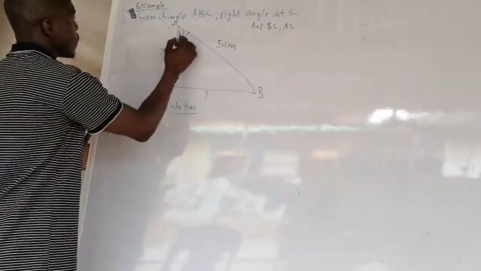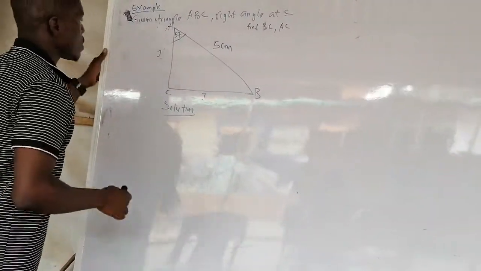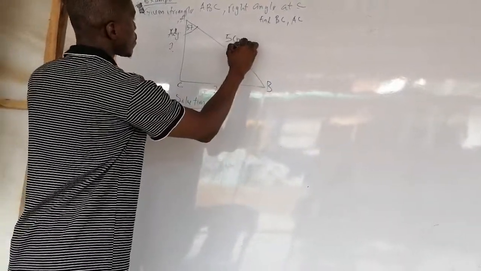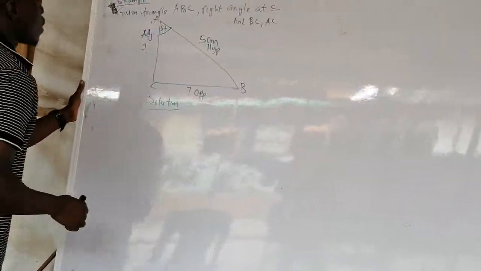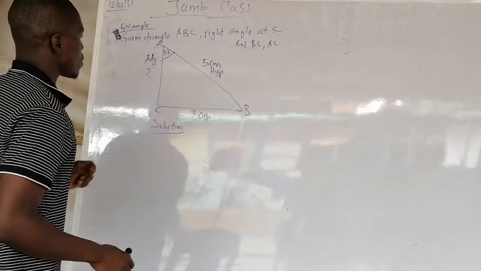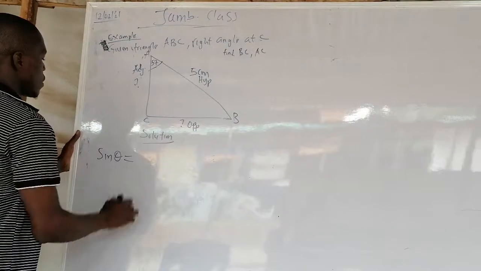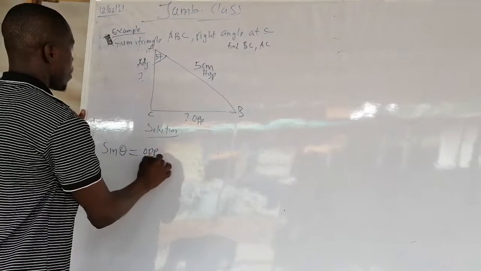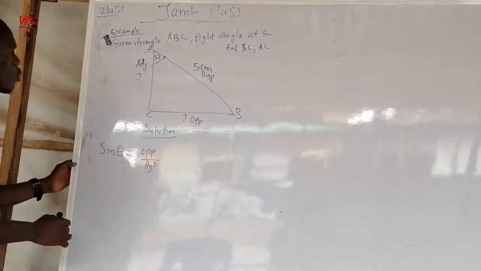So now, this is our right angle at C. So, this is adjacent, this is hypotenuse, and this is opposite. So to get this done now, they say we should find what? BC. This is opposite. We use sine theta is equal to opposite over our hypotenuse.